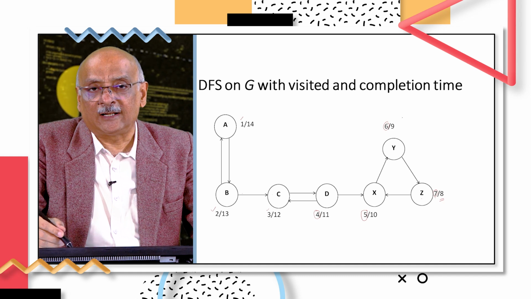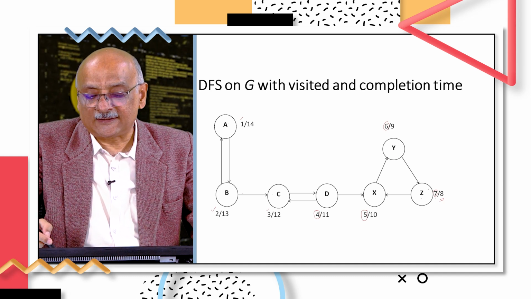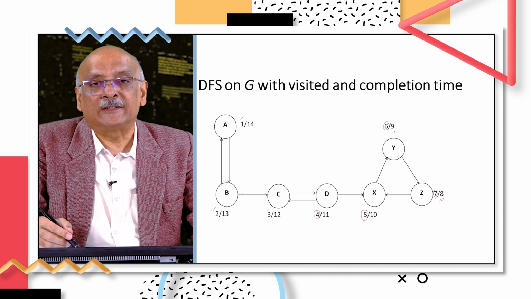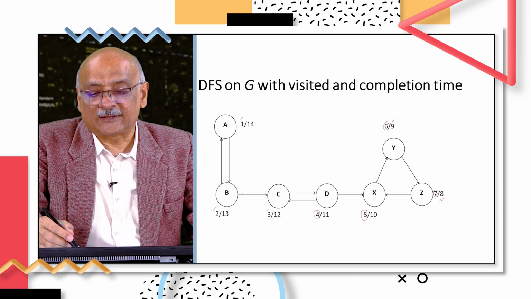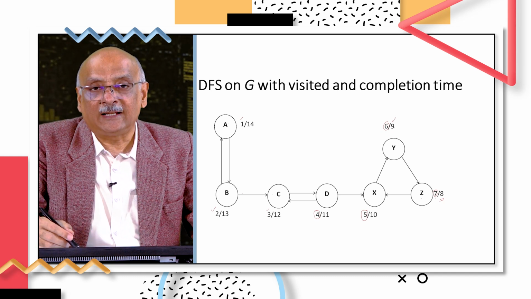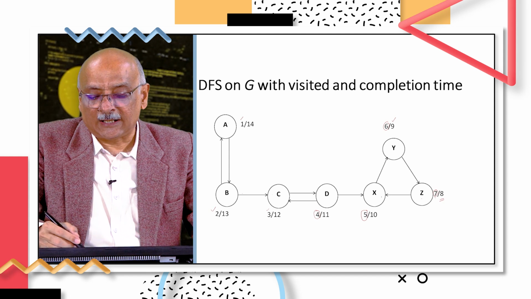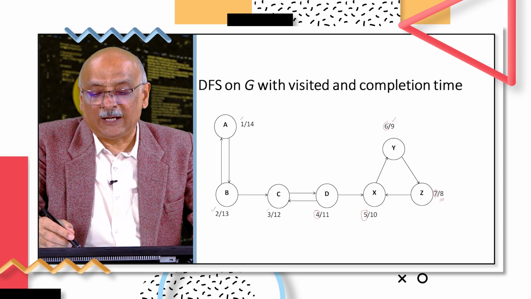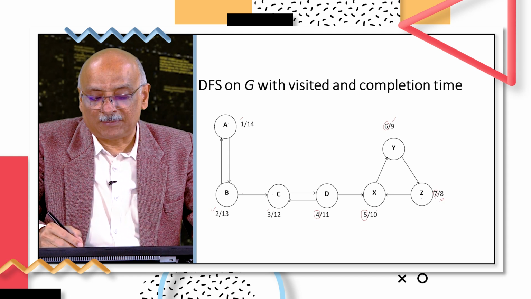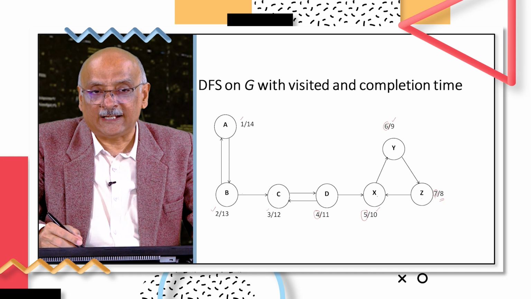We don't have any other link from Y. So once Z has been completed, Y is also completed. That's why its completion time is one more than that, 9. For X, once again, there is no other link out from X. So we have visited Y, and the next completion time is 10 for X.